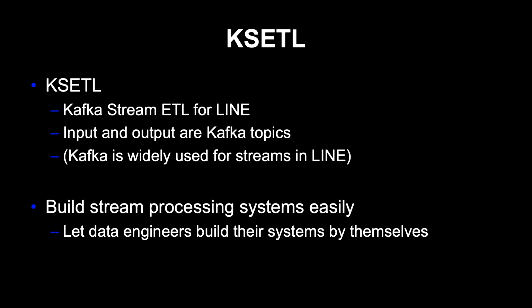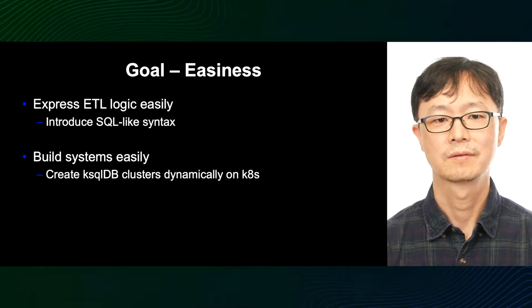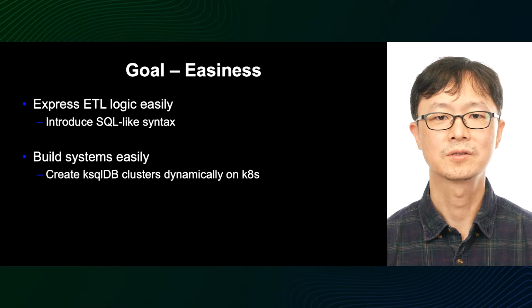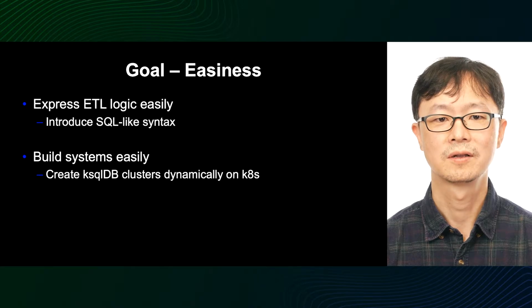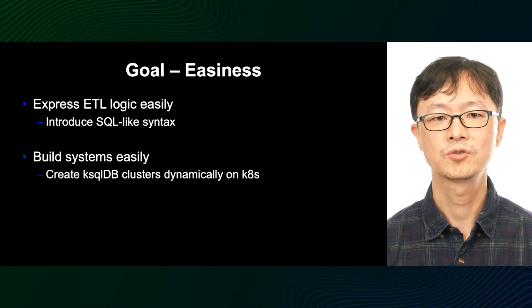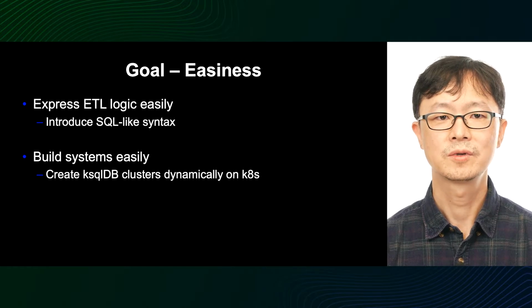In Line, Kafka is used a lot for stream data, and KSETL makes it easy to create a stream processing system using Kafka topics as input and output. So the goal was to enable data engineers to create their own stream processing systems. Then, how can data engineers build their own systems? The goal of KSETL was to make it easy for data engineers to do that. So they needed to express ETL logic easily and build systems easily.